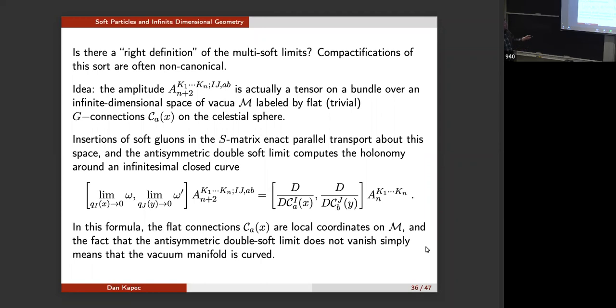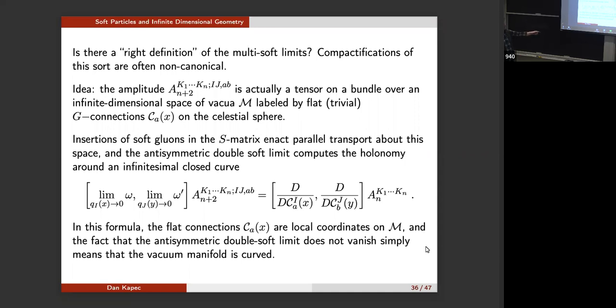So, what I want to say is that inserting a soft gluon in the S matrix is basically just parallel transporting the S matrix about this infinite dimensional space of vacua. And the antisymmetric double soft limit is just computing the holonomy around an infinitesimal closed curve in this huge infinite dimensional space. So you take antisymmetric double soft, that's like taking these covariant functional derivatives with respect to these vacuum parameters of the amplitude. So in this formula, these flat connections are just local coordinates on the vacuum moduli space.